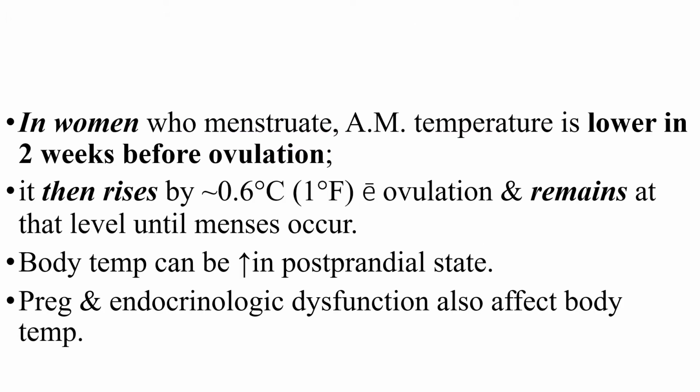In women who menstruate, AM temperature is lower in the 2 weeks before ovulation. It then rises by about 0.6 degrees centigrade with ovulation and remains at that level until menses occur. Body temperature can be increased in the postprandial state. Pregnancy and endocrinologic dysfunction also affect body temperature.